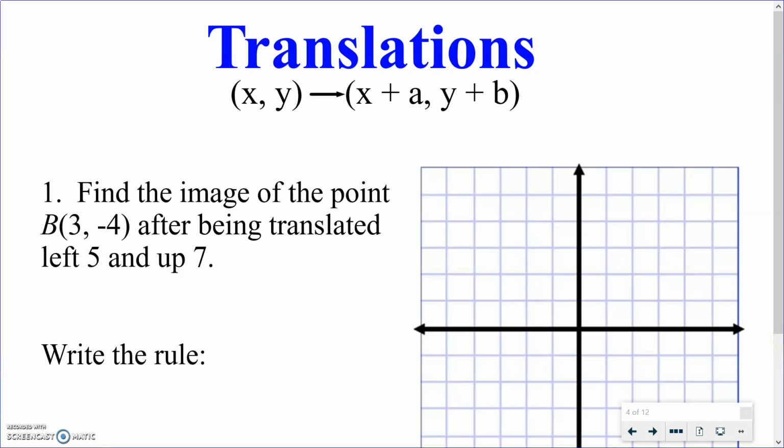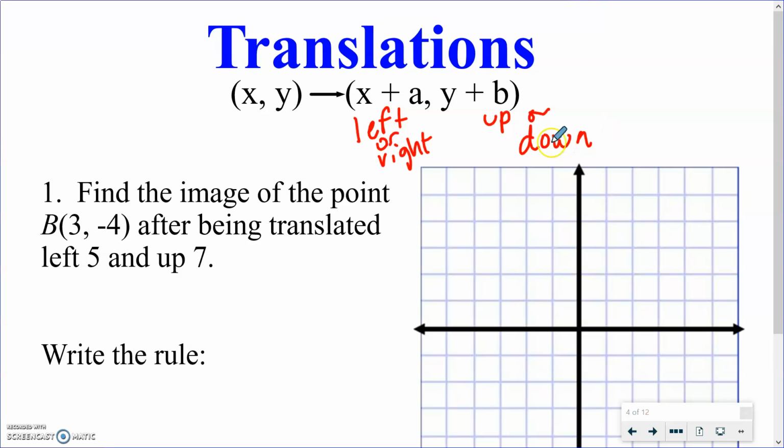Okay, so today we're going to build on what we talked about yesterday. The first thing is translations in the coordinate plane. When we talk about translations, the plus a tells us how much left or right something moves, and the plus b tells us the up or down. That corresponds with the x-axis and the y-axis. The x-axis is horizontal and runs left to right. The y-axis is vertical and runs up and down.